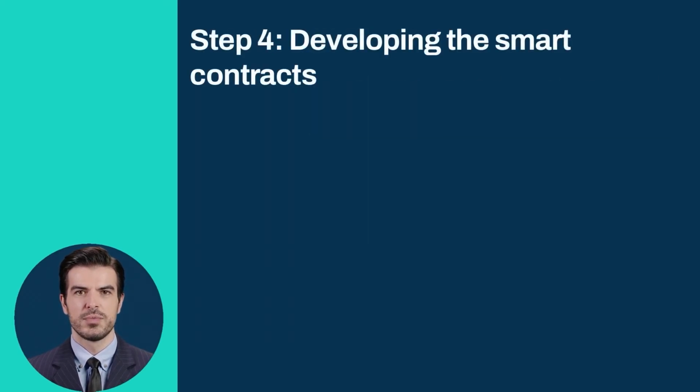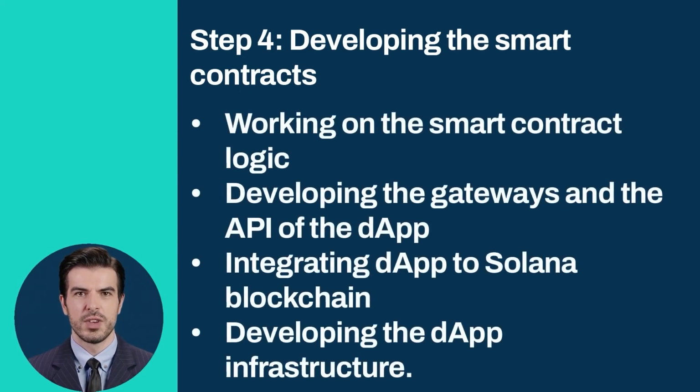Step 4. Developing the smart contracts. Smart contracts or smart contracts combination is a place where the inner logic of your decentralized application is based. It will include the actions that will automatically execute the dApp. For example, exchanging one cryptocurrency for another, or crypto-secured lending. Solana smart contract development requires working on the smart contract logic, developing the gateways and the API of the dApp, integrating dApp to Solana blockchain, developing the dApp infrastructure.